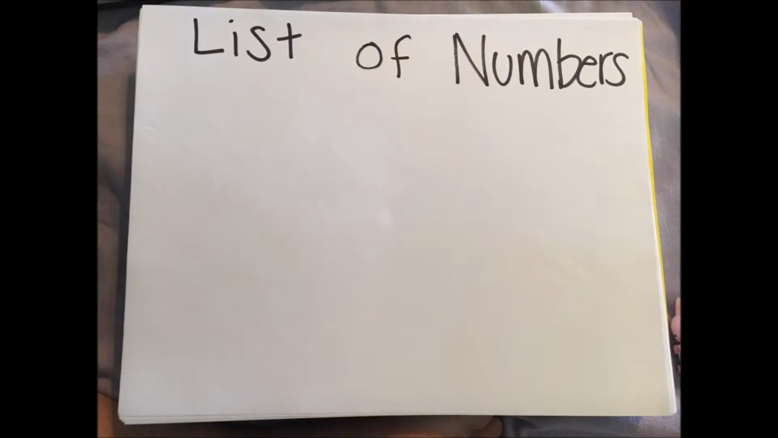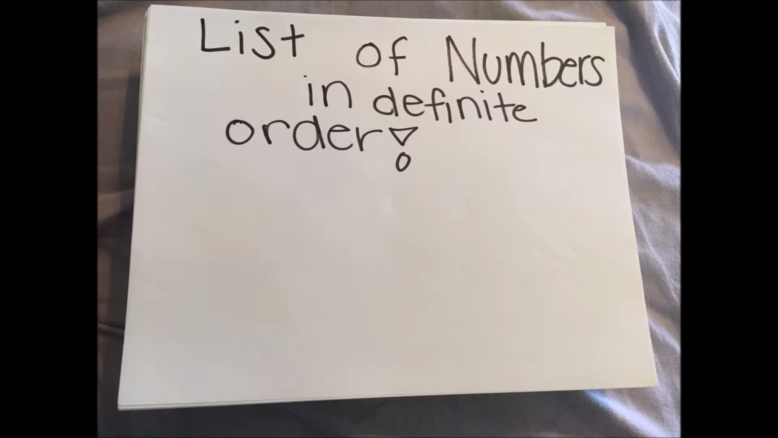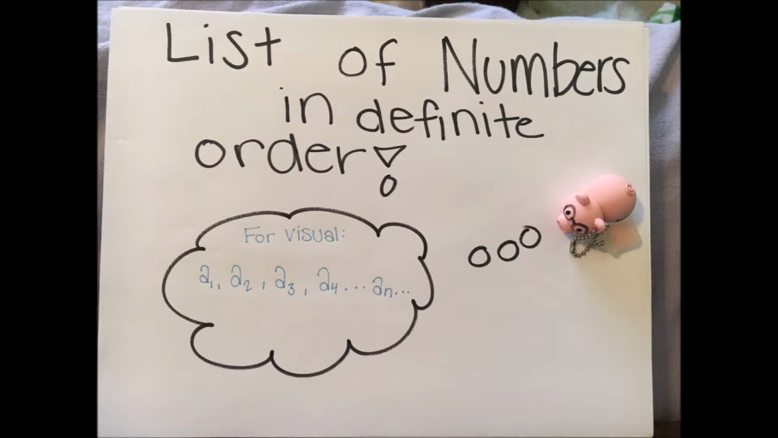We are first going to start with a basic book definition. A sequence, as the book defines it, can be thought of as a list of numbers written in a definite order. And here's Patrick with a visual of what the list is usually supposed to look like.